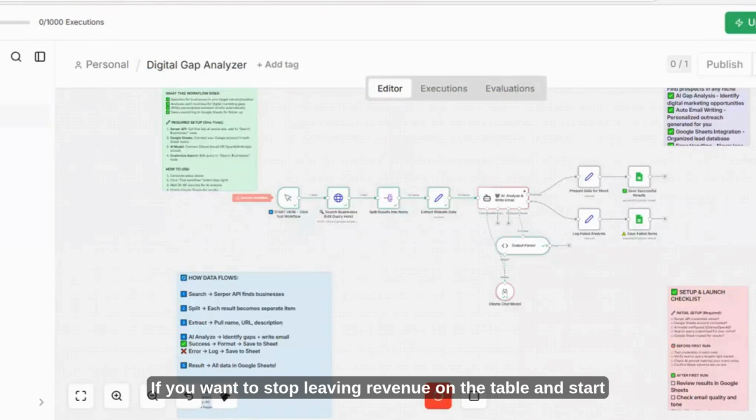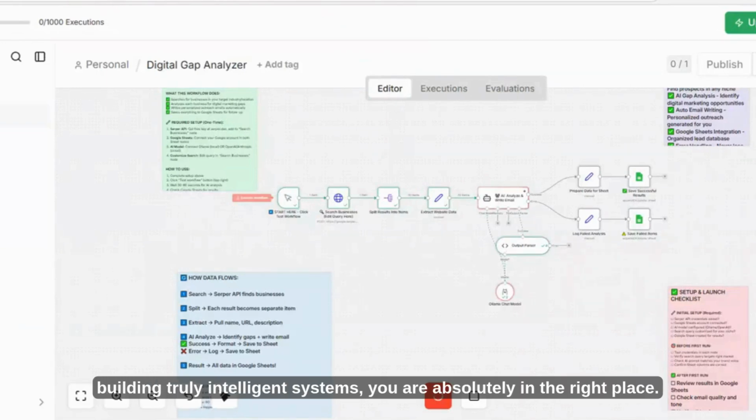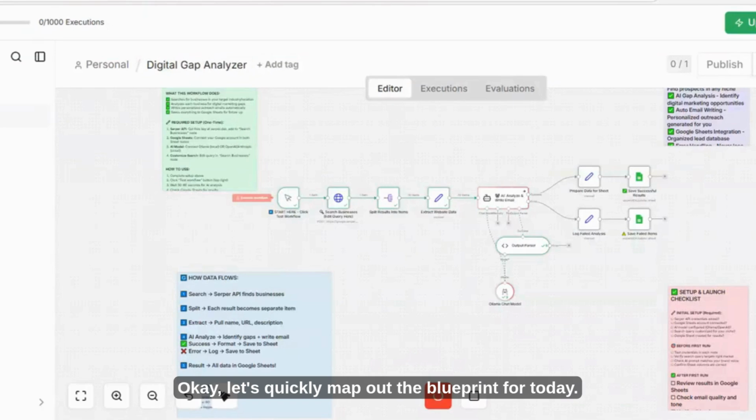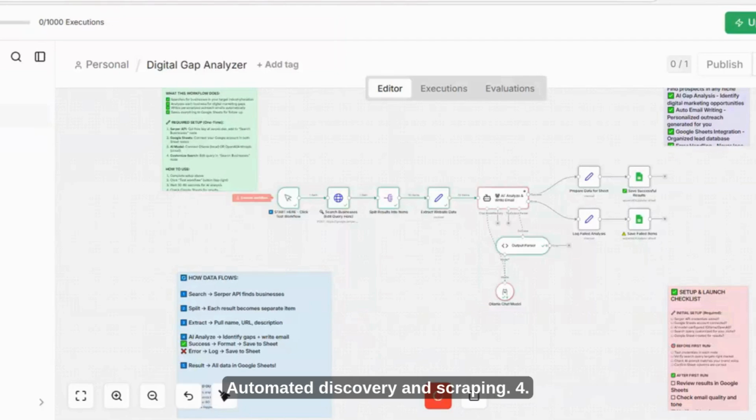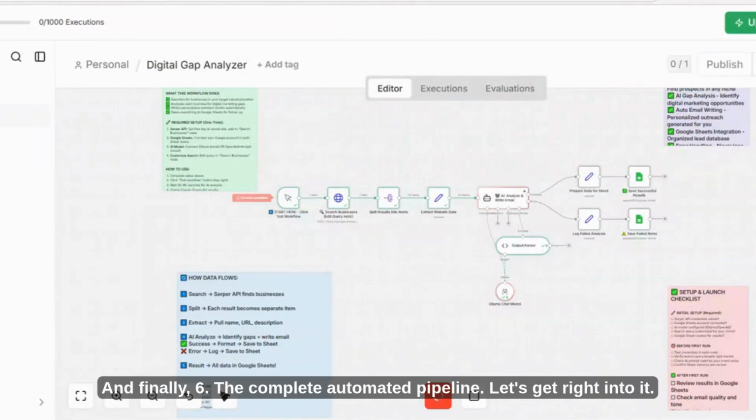If you want to stop leaving revenue on the table and start building truly intelligent systems, you are absolutely in the right place. Let's quickly map out the blueprint for today. We're looking at 1. The generic outreach problem. 2. The digital gap analyzer. 3. Automated discovery and scraping. 4. AI pain point analysis. 5. Cloud APIs versus local AI. And finally, 6. The complete automated pipeline. Let's get right into it.